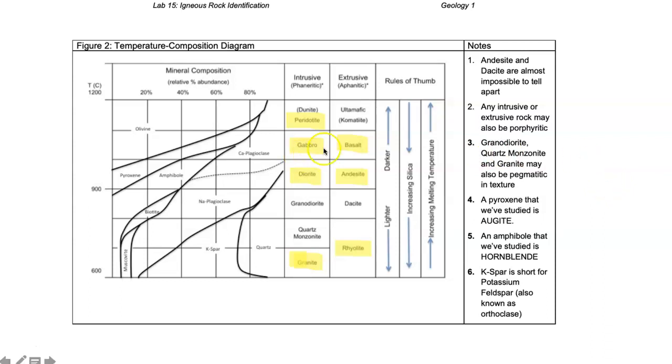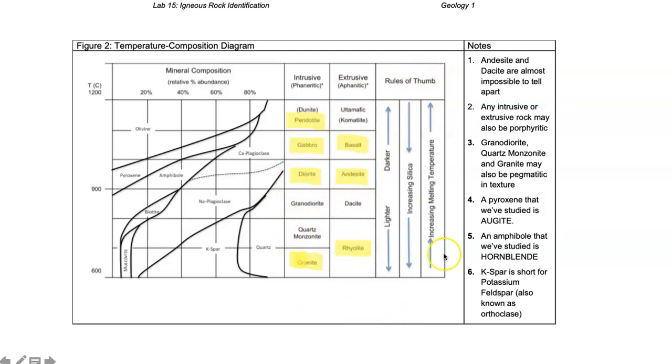What we see here are intrusive rocks listed in this column, extrusive rocks listed in this column, and again I've highlighted in yellow the ones that we're going to be focusing on in lab. You can basically see that compositionally we have equivalents across from each other. So this is a little bit sideways from the table I showed you before. Textures going vertically, compositions going horizontally.